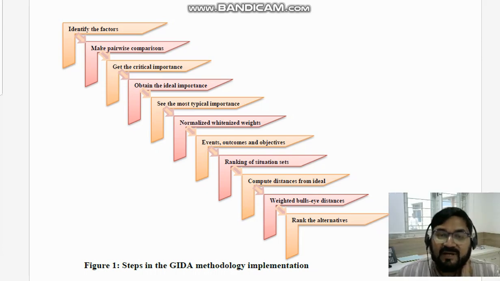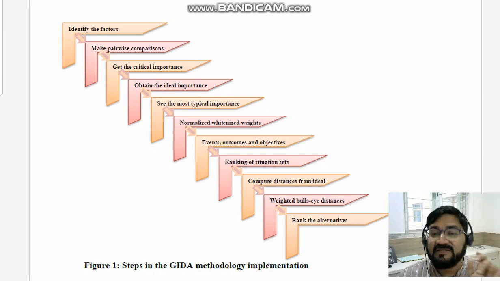So here we can summarize the steps, right? Identify the factors. You are doing pairwise comparison. Critical importance you are calculating. Ideal importance you are calculating. The most typical value you are calculating. And then you calculate the normalized whitenized weights.